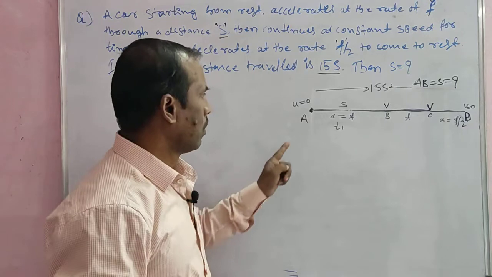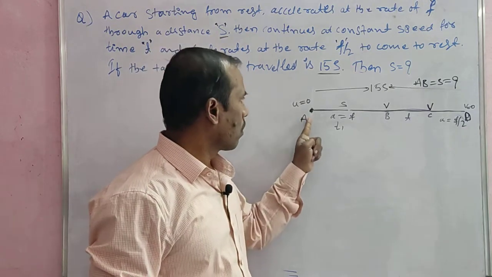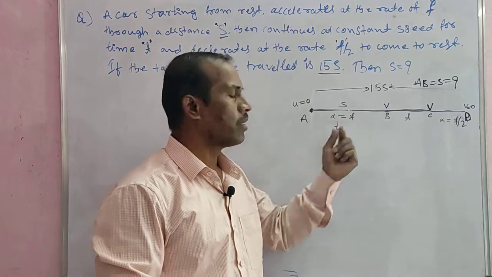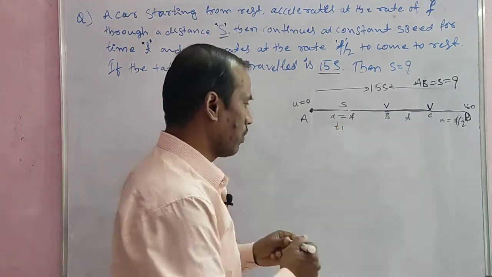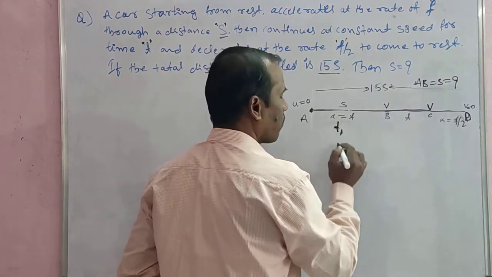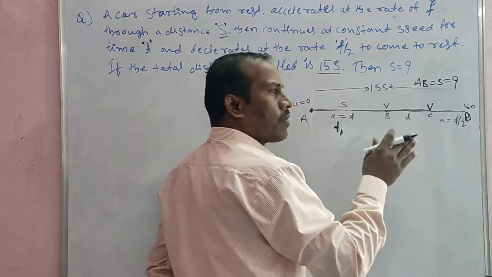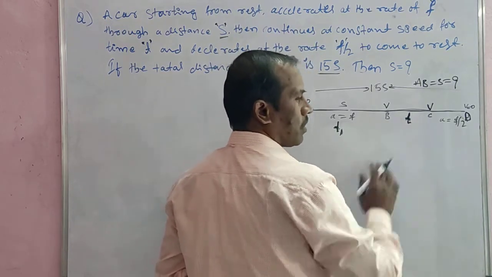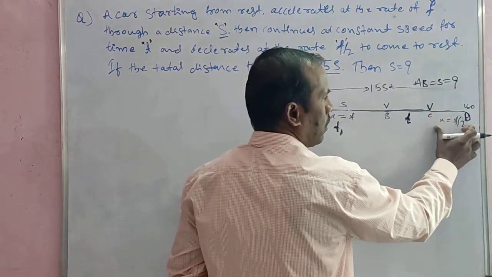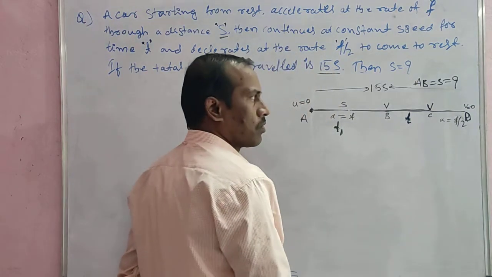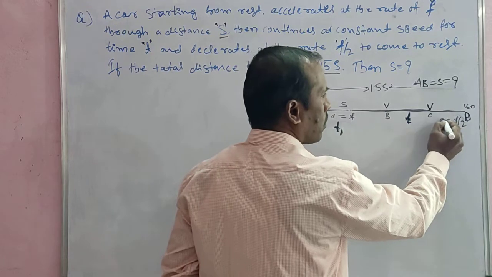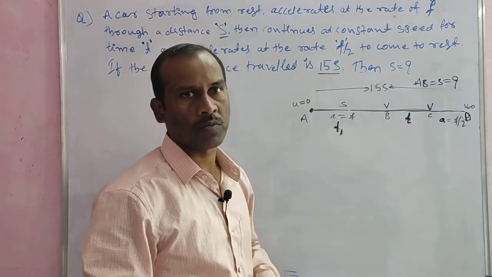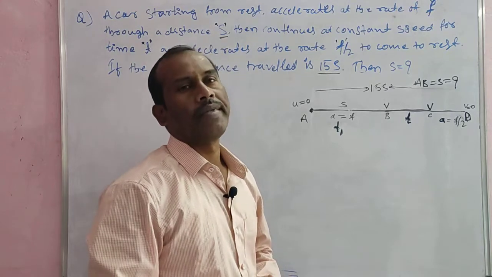First of all, listen. At the starting point the initial velocity u is equal to 0. For the car to reach point B, the displacement of the car is s, the acceleration of the car is f, and the time taken to reach point B is t1. Next, the car moves at constant speed from B to C, the time taken is t, and this is the BC displacement. Next, in CD the initial velocity is v, the final velocity is 0, and the acceleration is f by 2. Find out AB, the displacement s, in terms of acceleration f and time t.